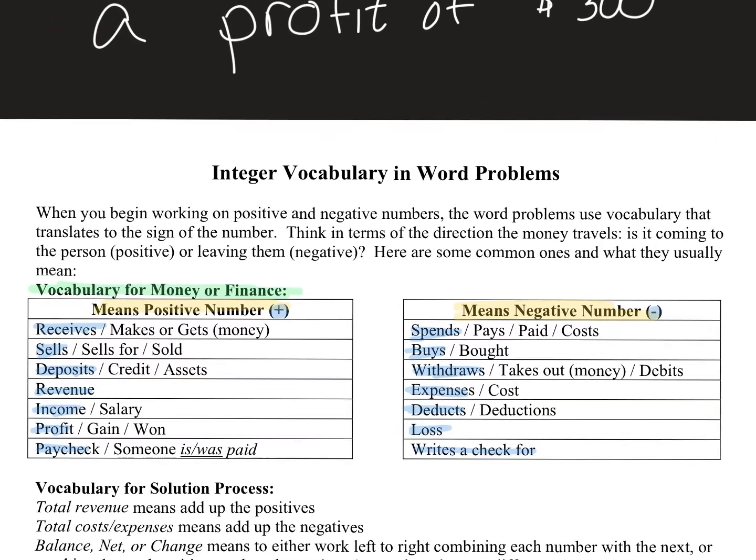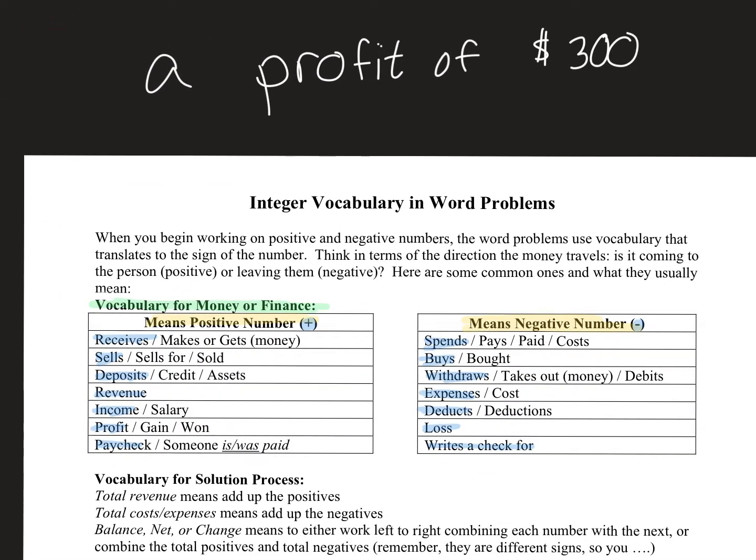So for problem number 1, take a minute to look at those list of words and decide if you can think how you would represent that situation, a profit of $300.